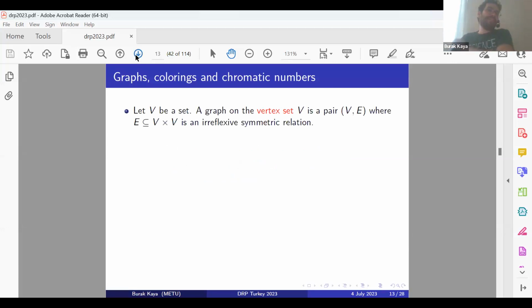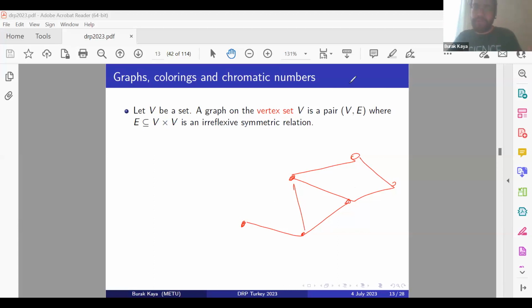Now we're going to start with some very basic graph-theoretic definitions. All of you know what a graph is, right? Hopefully from your undergraduate education. A graph is something like this, okay? You have these points and you have these edges between points. These are called vertices. You have these edges, and so on.